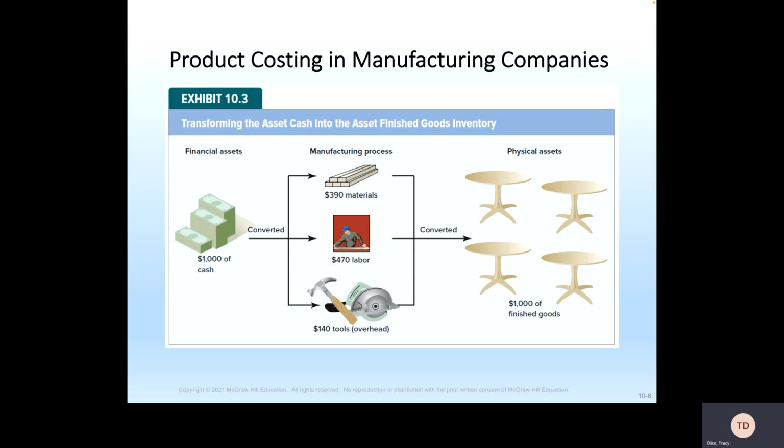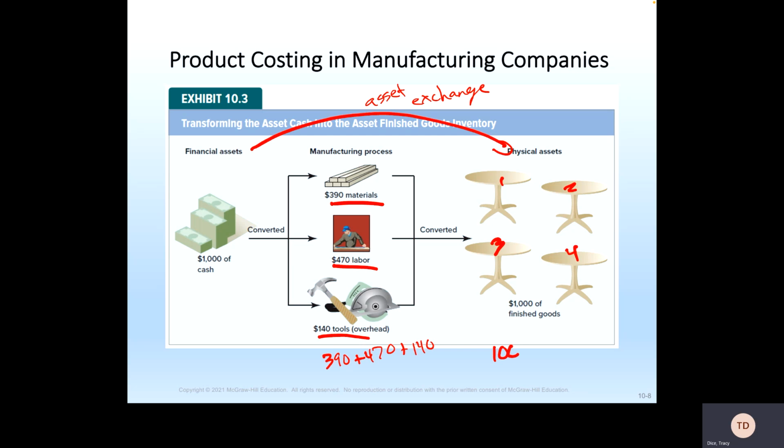So if we did 4 tables, we got 1, 2, 3, 4. So we take 1,000 divided by 4, and you should find that each table is worth $250. Accountants will normally calculate this as an average. Maybe one table does take a little bit longer to put together because of whomever is putting it together, but at the end of the day, they're just going to divide it and take an average.